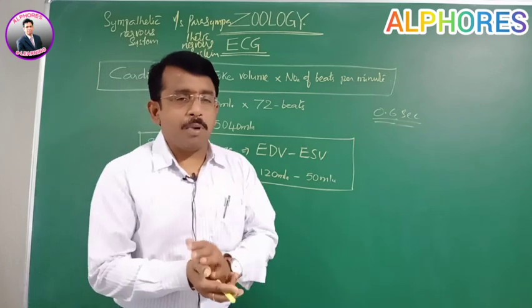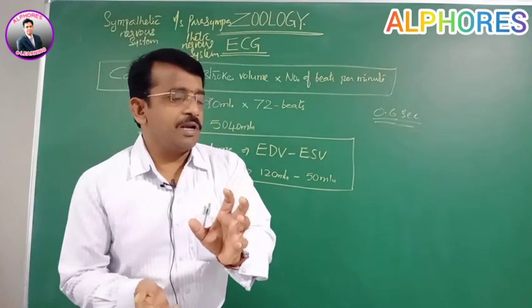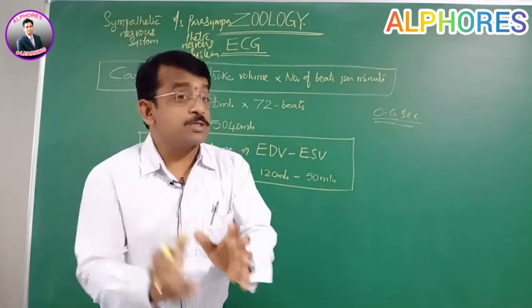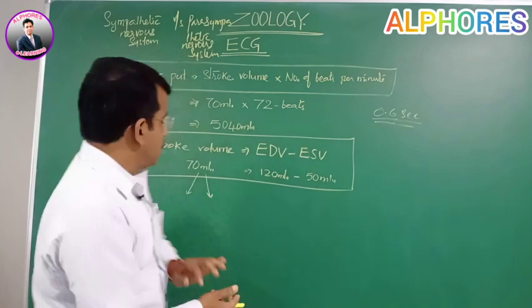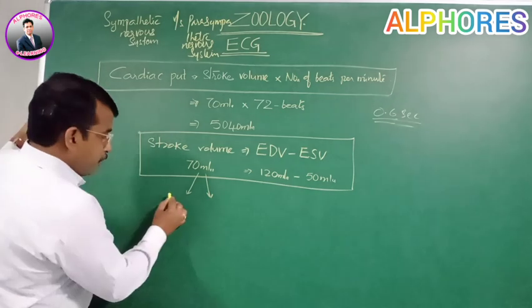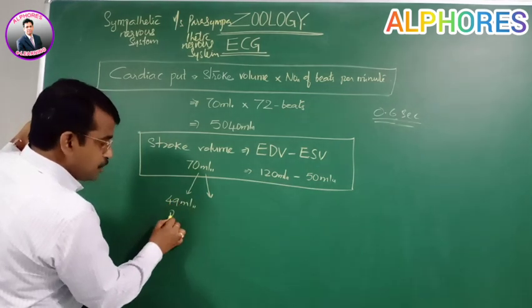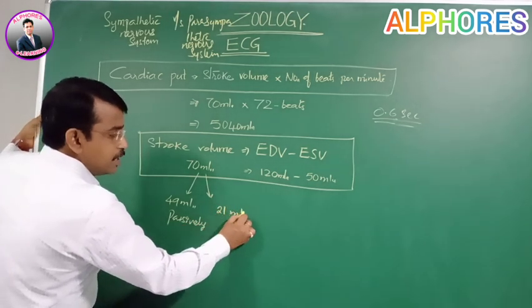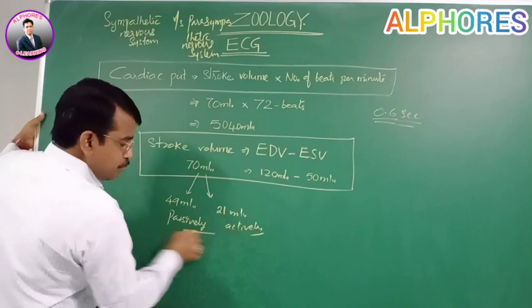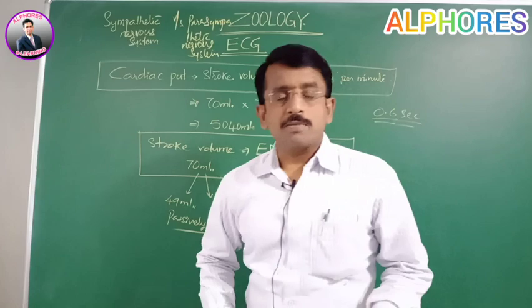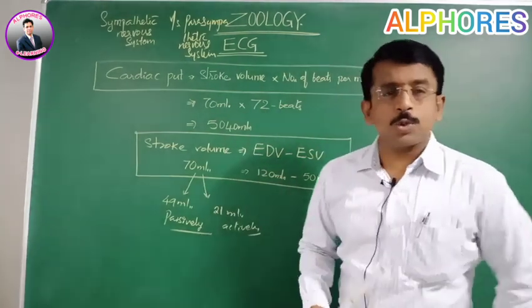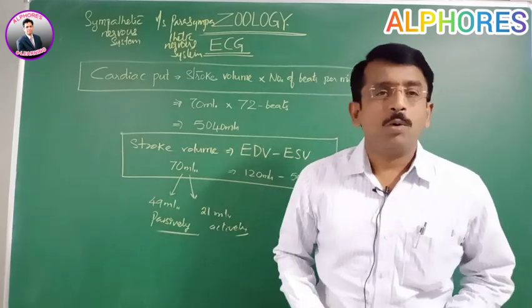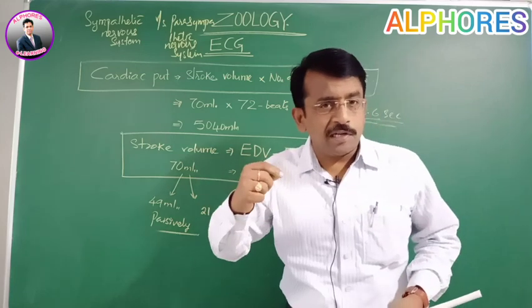But the point to remember, that is, the filling of the ventricle in a diastole phase is 70%, by systole it is 30%, which means out of the 70 ml, 49 ml is passively filling, whereas the 21 ml is active. Do you get my point, what I am summarizing? 70 ml is the stroke volume, that is the amount of the blood pumped out from the ventricle. When it fills, it sends out.